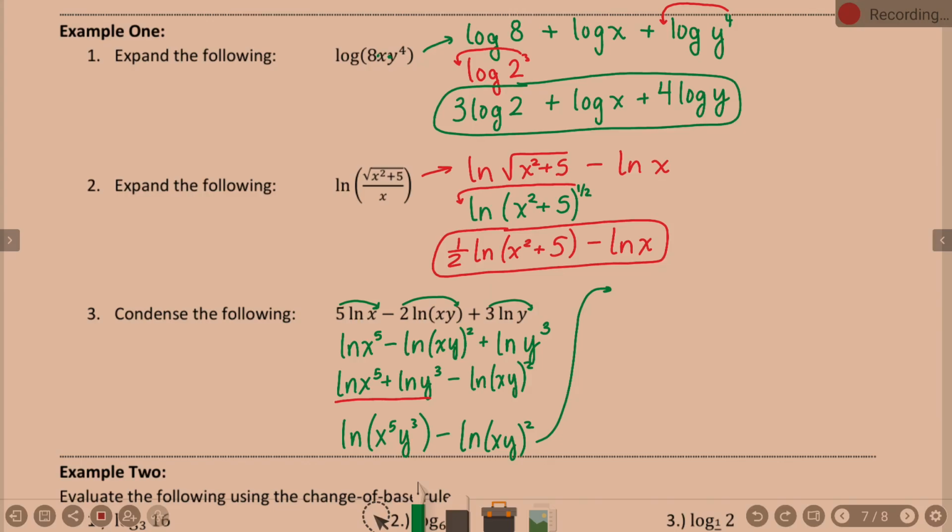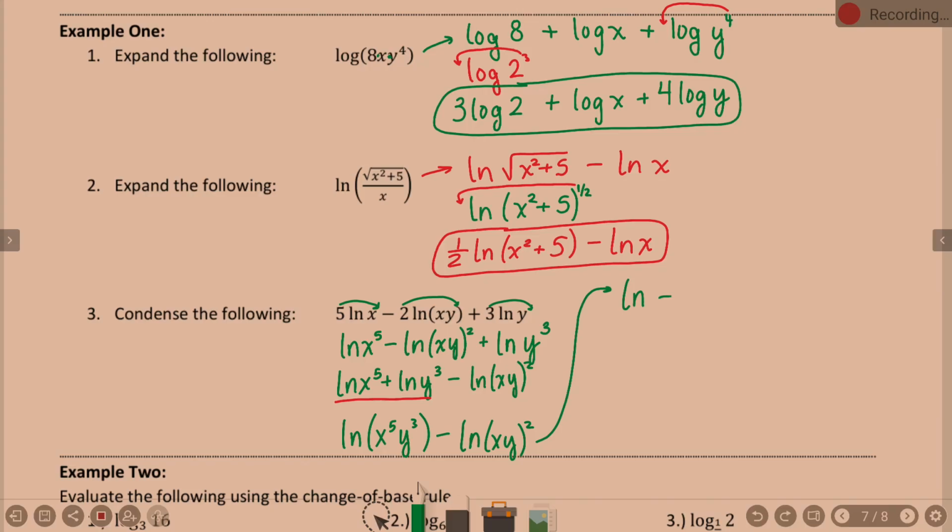So now, how are we going to write this? Natural log, parenthesis, x to the fifth, y cubed on top, divided by x, and parentheses, xy squared. Okay, that's one way to do it.